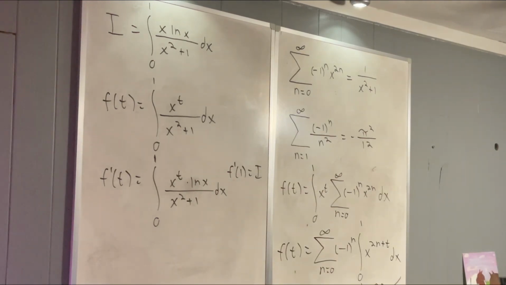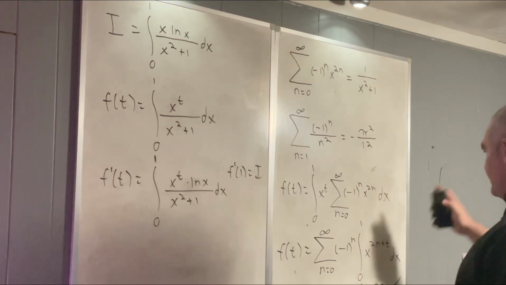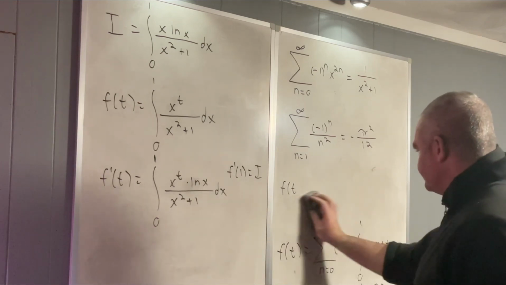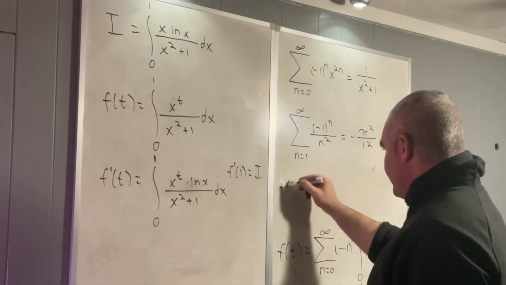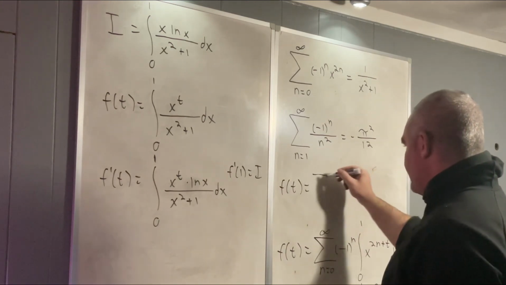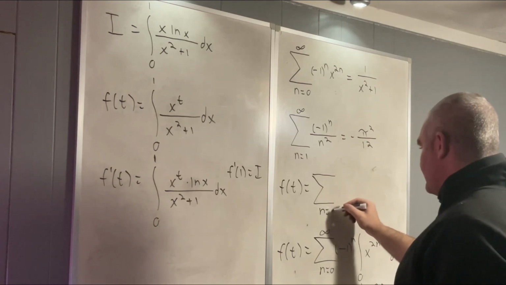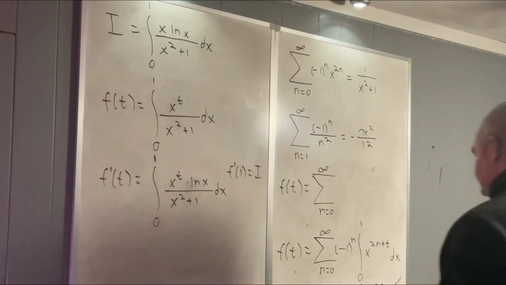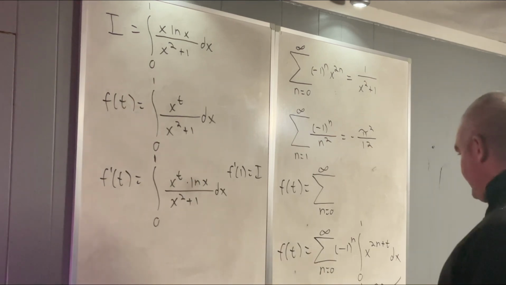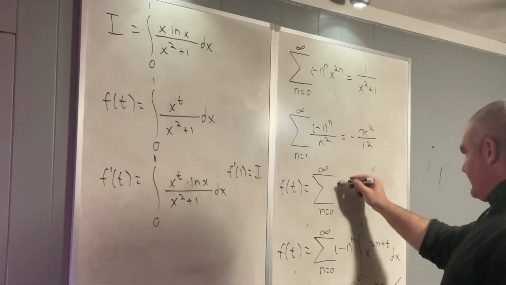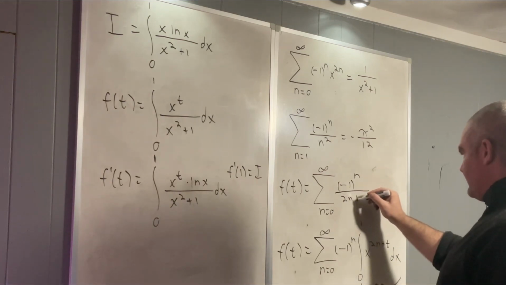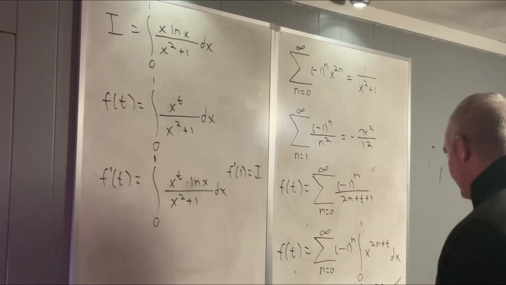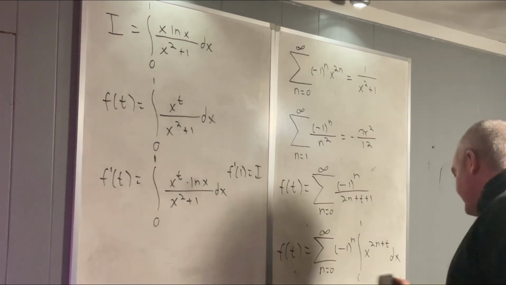All right, so let's rewrite our f of t up here. That means that our f of t is equal to the sum from n equals 0 to infinity of, let's see, we're going to have the negative 1 to the n over 2n plus t plus 1. All right, so there's our good f of t right there.